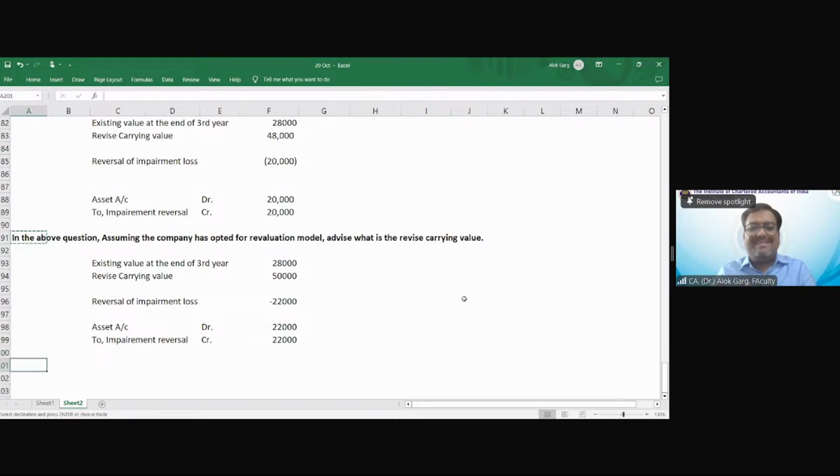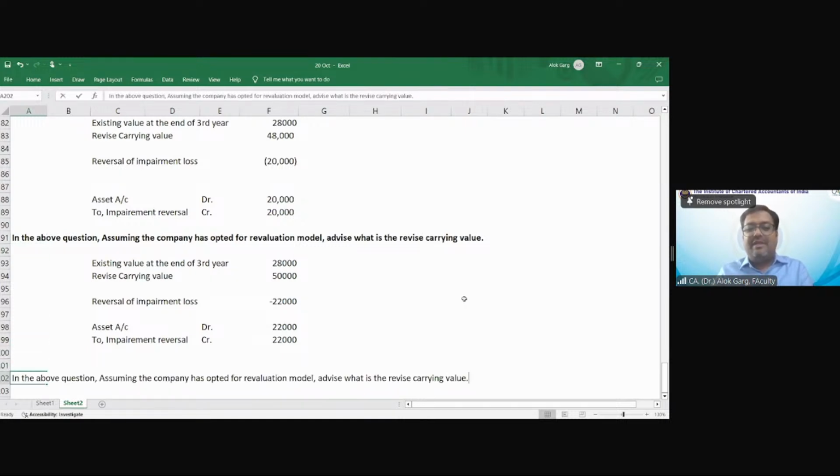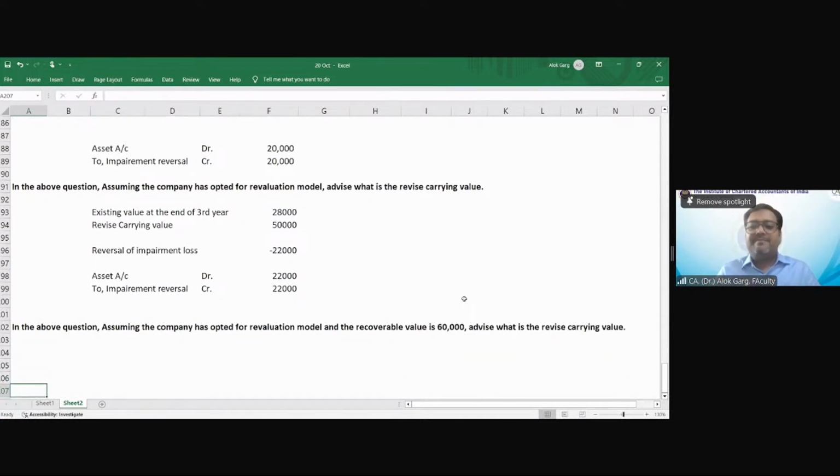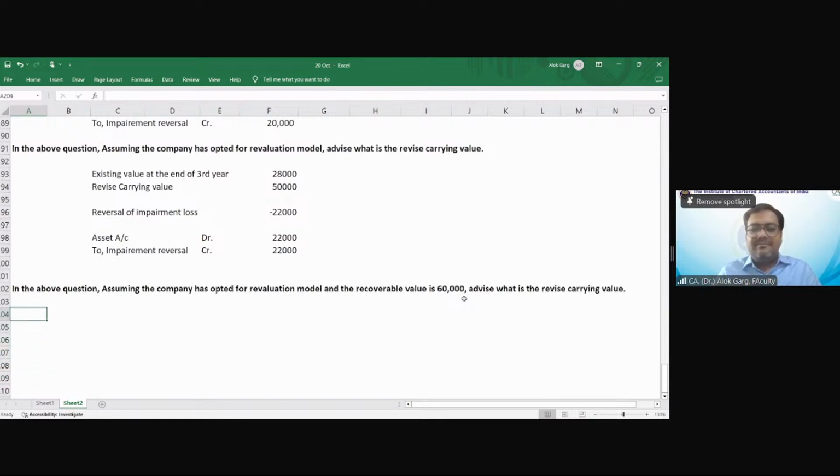Let me make it more complex. In the above question, assuming the company has opted for revaluation model and the recoverable value is 60,000. Advise, what is the revised carrying value? Revised carrying value is 60,000, and to the extent of 30,000 reversal from impairment reversal, and 2,000 from revaluation surplus. Very good.